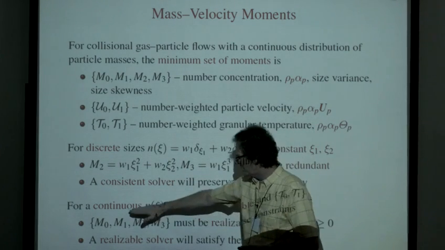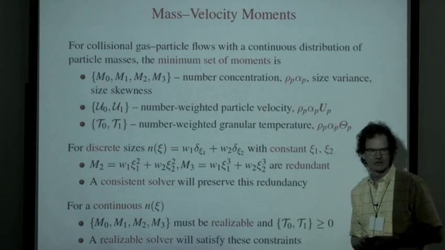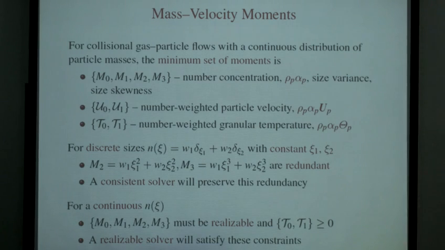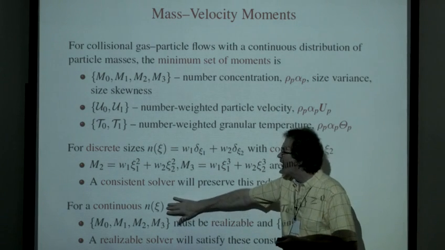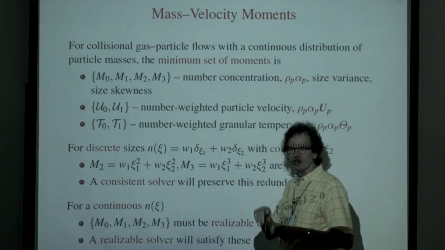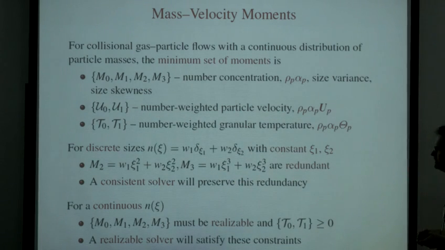The other system is a continuous distribution function. This is more what you usually work with. So you have a particle size distribution around some mean and some variance and some skewness. Then the moments are independent because they depend on the shape of the distribution function.